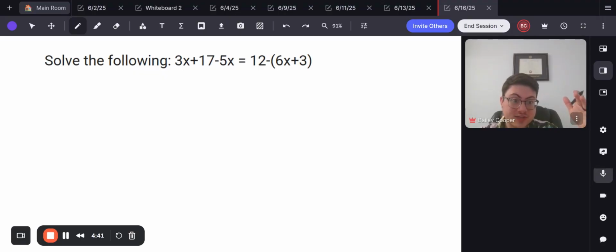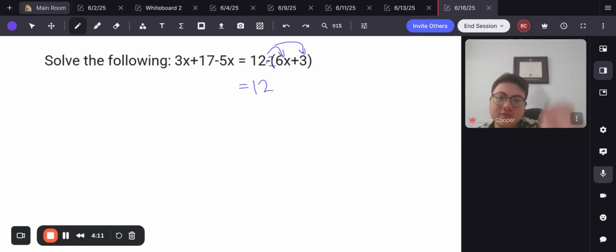Always check to see if there's anything you can distribute. As you can see, we have this quantity in parentheses here, 6x plus 3. It may not look at first like there's anything to distribute, but there's actually a hidden one here. Whenever you see a minus sign and then stuff in parentheses, that actually means all the stuff in parentheses is being multiplied by -1.